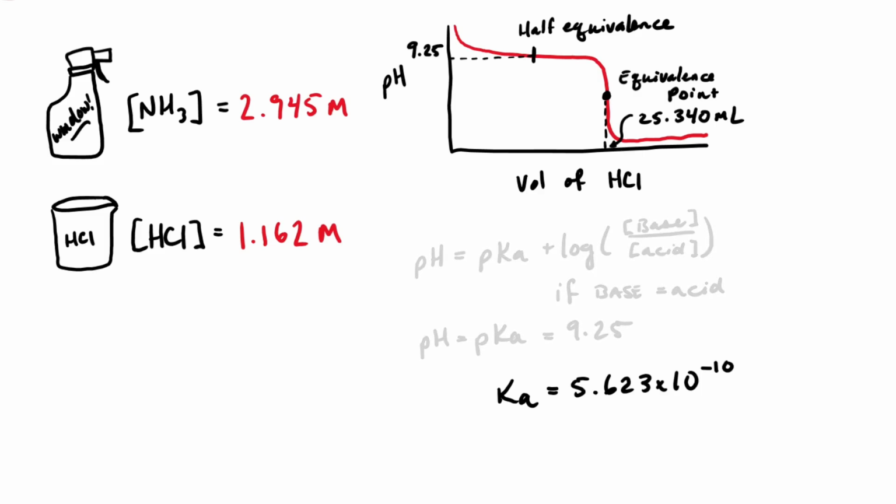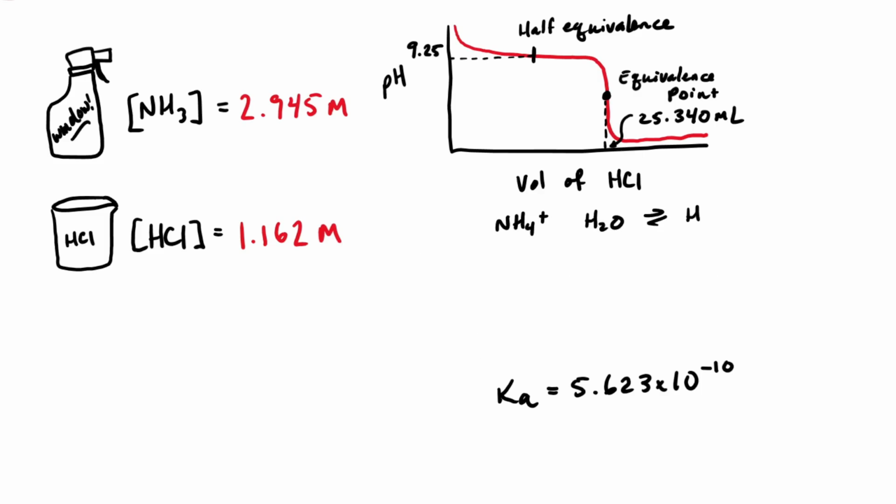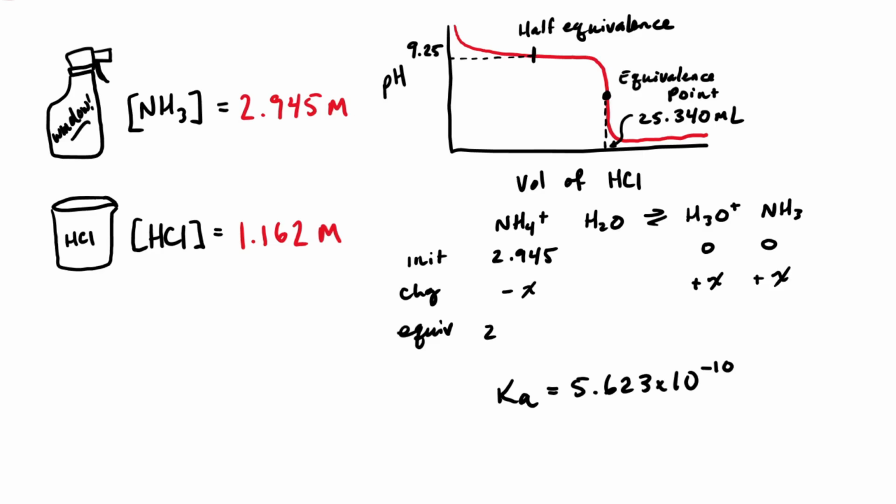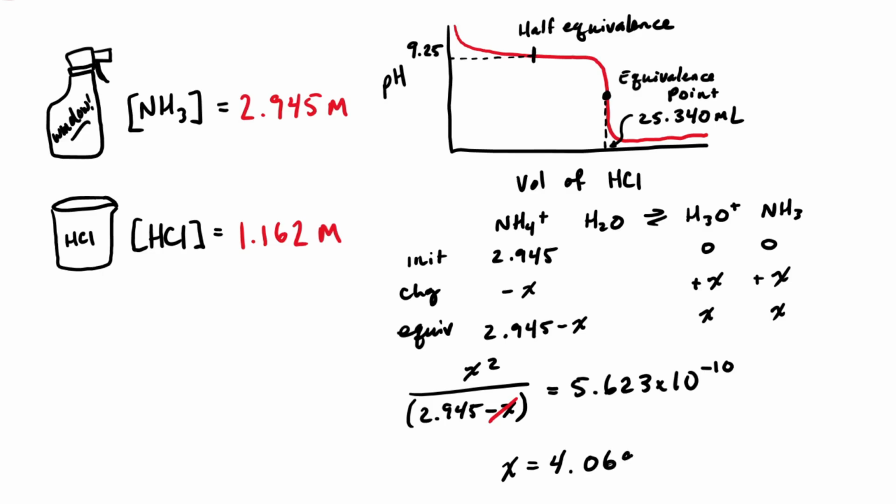The pH at the equivalence point depends on the dissociation of the conjugate acid, and we can use an ice table and equilibrium expression to see that 5.623 times 10 to the negative 10 equals x squared over 2.945 minus x. Now that dissociation constant is so small that we really expect this x to be negligible compared to the 2.945. And when we calculate for x, we find that it's 4.069 times 10 to the negative 5. That's the concentration of hydronium at the equivalence point, so pH at the equivalence point is 4.39.